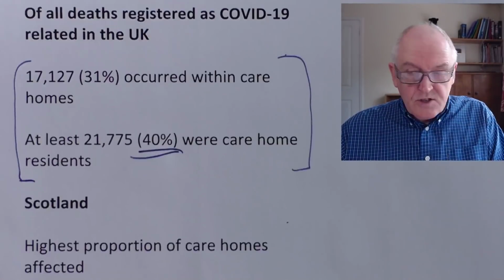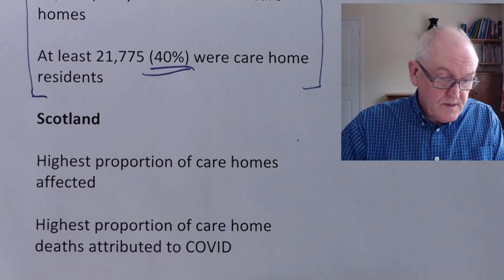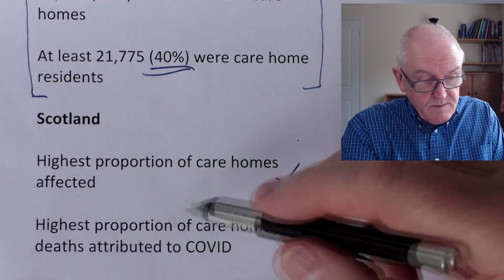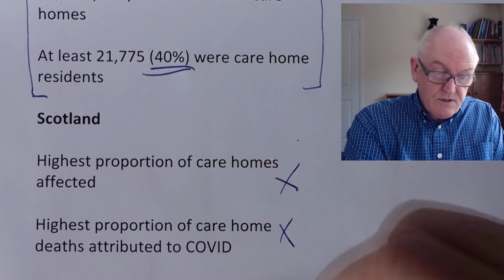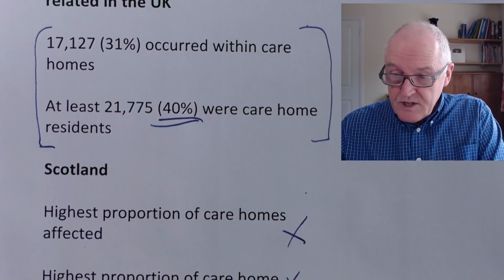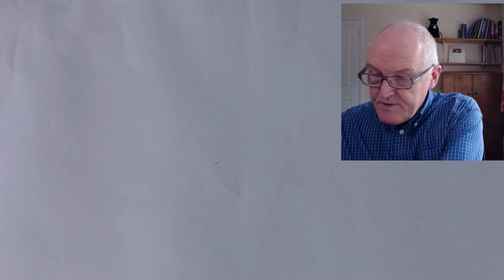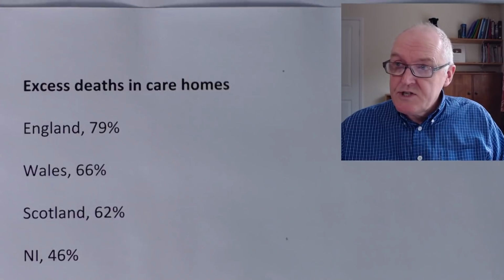Now, Scotland had the highest proportion of care homes affected in terms of percentage of care homes affected, so that's bad news. And they had the highest proportion of care home deaths attributed to COVID-19, but these were patients who were officially diagnosed. That's what this study from Stirling was largely about. So this is Professor David Bell and his team in Stirling.